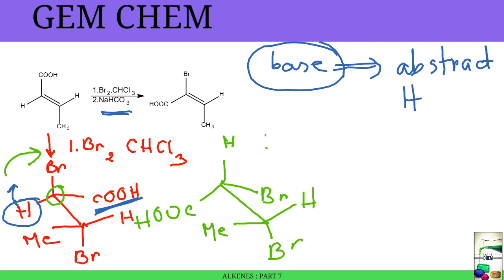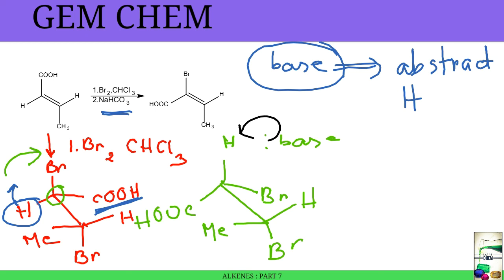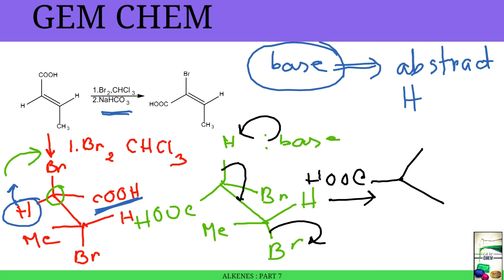Now on adding the base, what will it do? It will abstract the proton and it will give up this one, and this one will be removed. So ultimately the product which is obtained is, in this carbon there is COOH as well as the bromine, and here it will be methyl and hydrogen and a double bond in between. So this is how this reaction occurs. Now on further adding sodium in liquid ammonia, we are going to get a product where there is no bromine. This bromine will be replaced by a hydrogen.